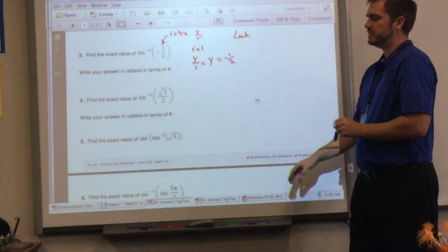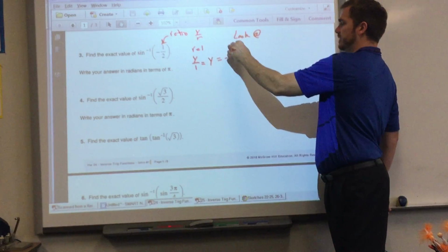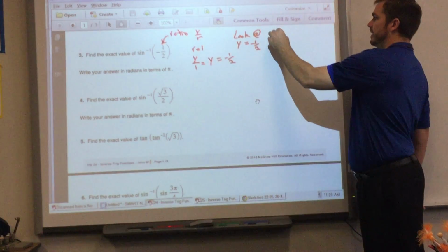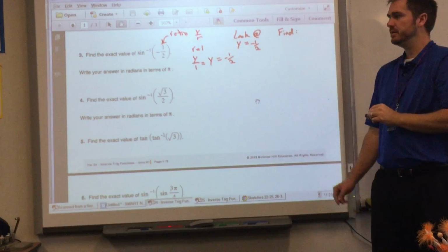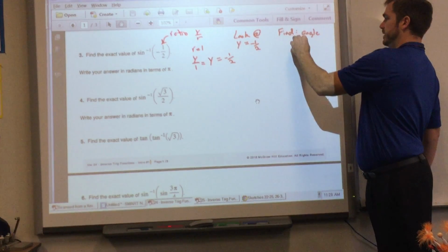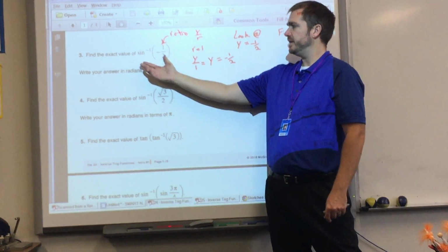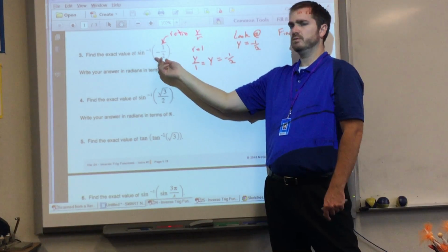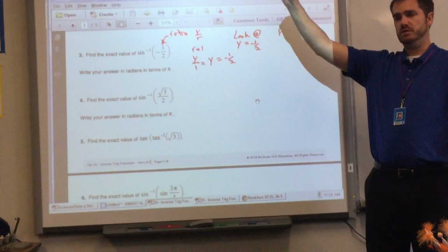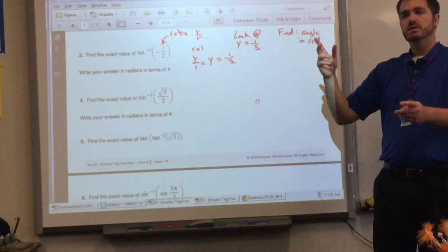So, I'll write this down so you can have a little note to yourself later. Look at a Y coordinate. I'll say look at Y equal to negative 1/2, and I want you to find the angle in radians. So this problem right here, find the inverse sine of negative 1/2, really means look at your unit circle at all those Y values along those points and find an angle in radians.